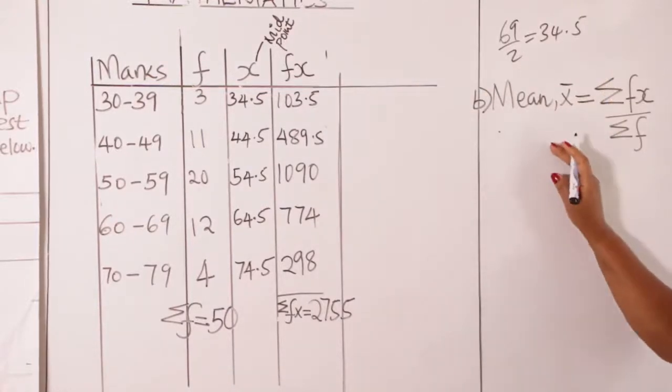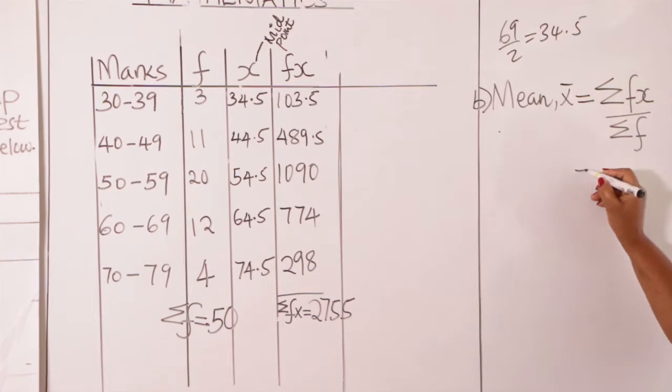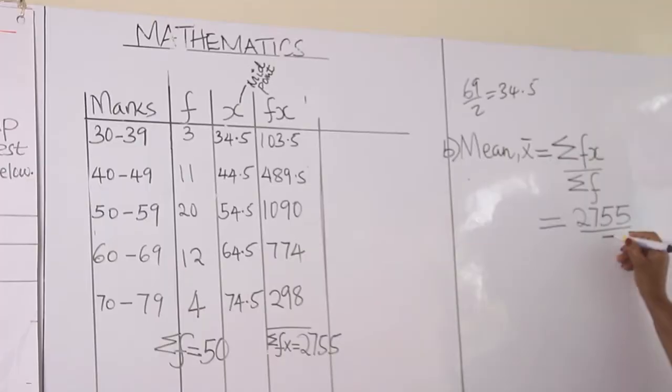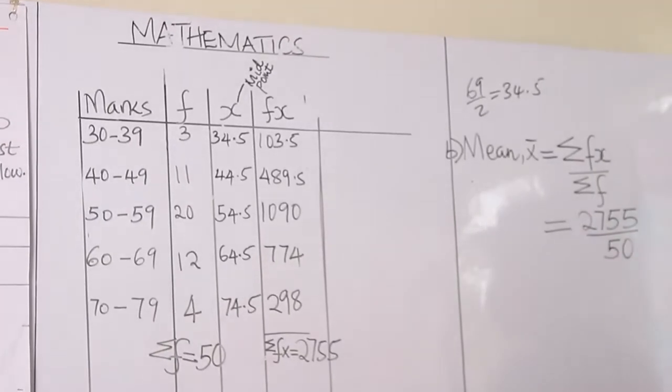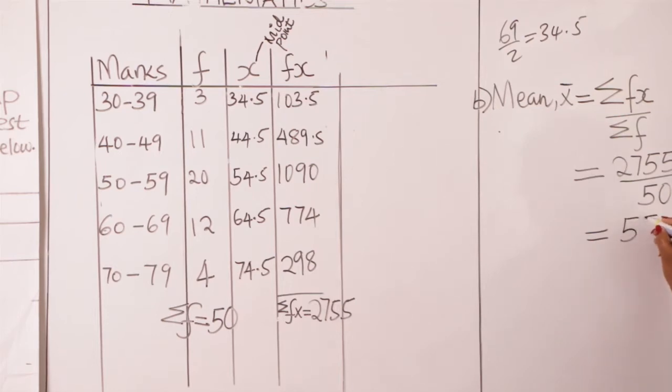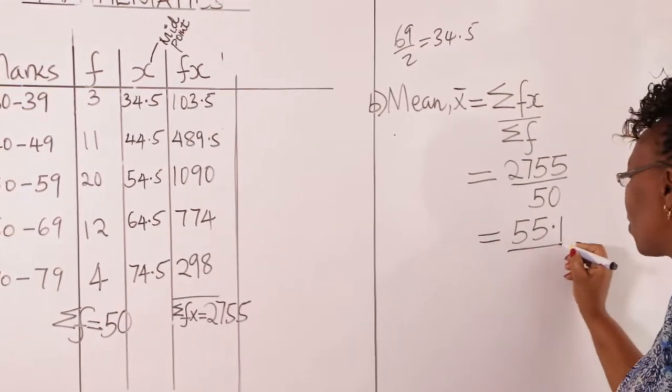And therefore, you come here and say, therefore, your mean will be equal to what? It will be equal to sum of fx, which is 2,755, divided by what? Divided by 50. You work out that your mean should be 55.1.